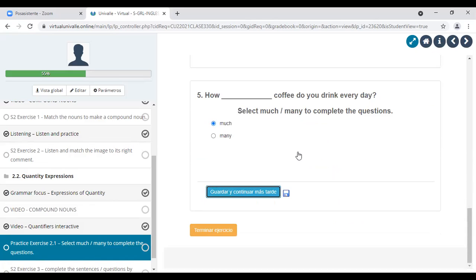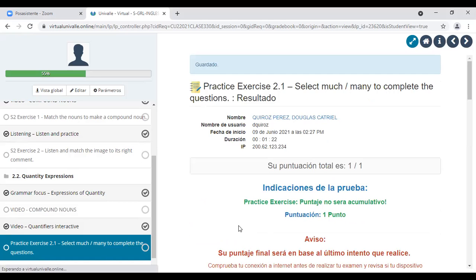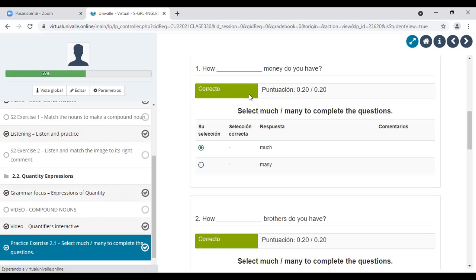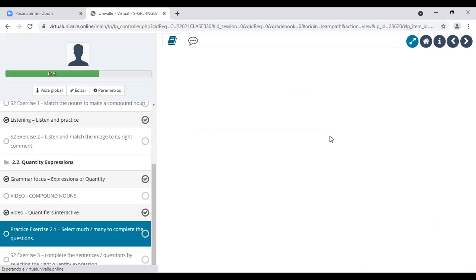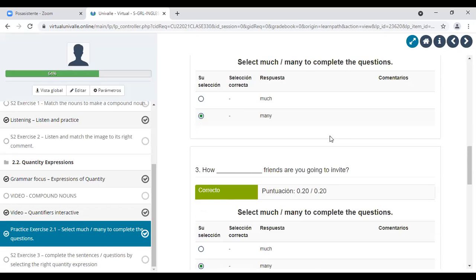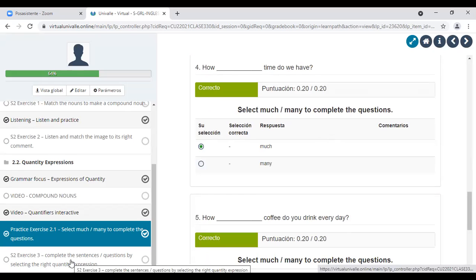Now we are going to check if your answers are right or wrong, okay? Now we're going to submit. Okay, number one is correct. Number two is correct. Okay, we're going to wait a little bit. Okay, number one is correct. Number two is correct. Number three is correct. Number four and number five. So it means that all of them are correct.